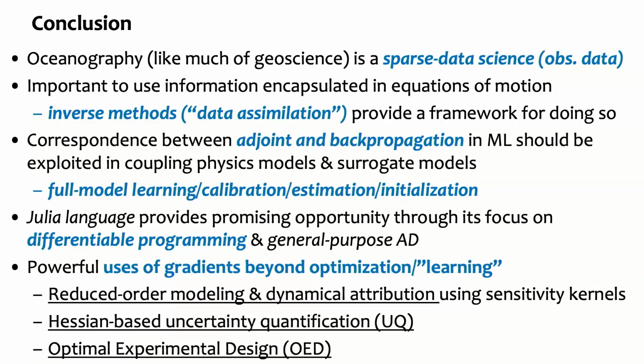Just as a sideline, and it comes back to what I talked about in 2021, if you have this gradient information, there are many more ways in which you can use it, such as for Hessian-based uncertainty quantification, reduced order modeling, and optimal experimental design. So maybe I'll stop here and happy to take questions.